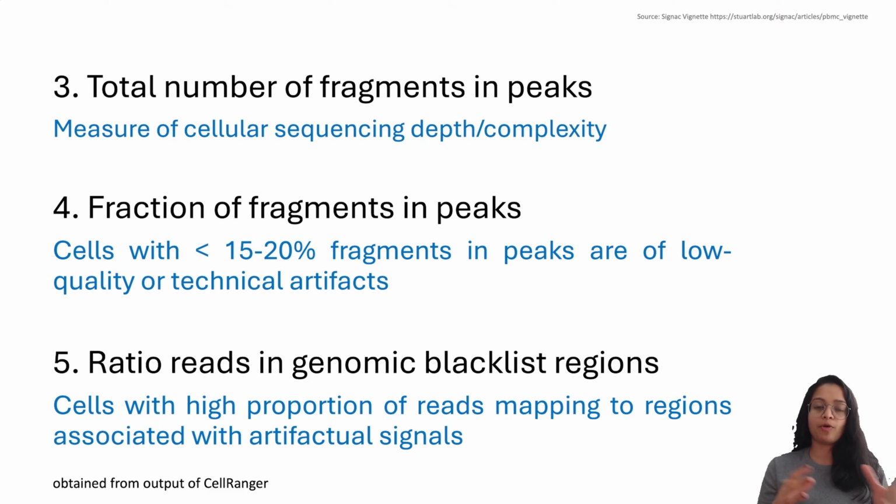These regions can be problematic for high throughput sequencing aligners, and they may be caused by repetitive elements or other anomalies. So cells with a high proportion of reads mapping to these regions can represent technical artifacts and should be removed. All these three metrics can be obtained from the output of Cell Ranger. However, this can also be calculated for the non-10x datasets using Signac.